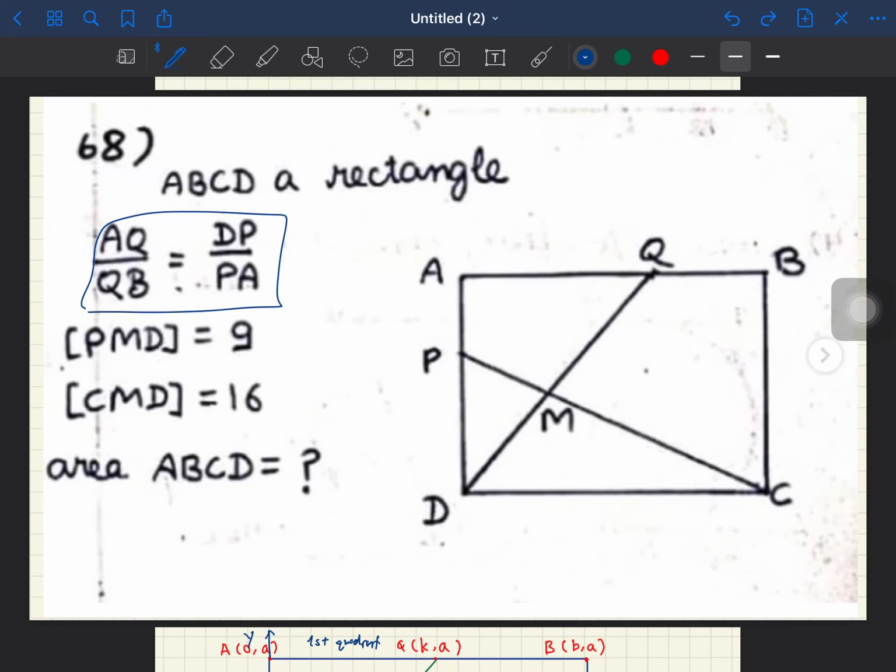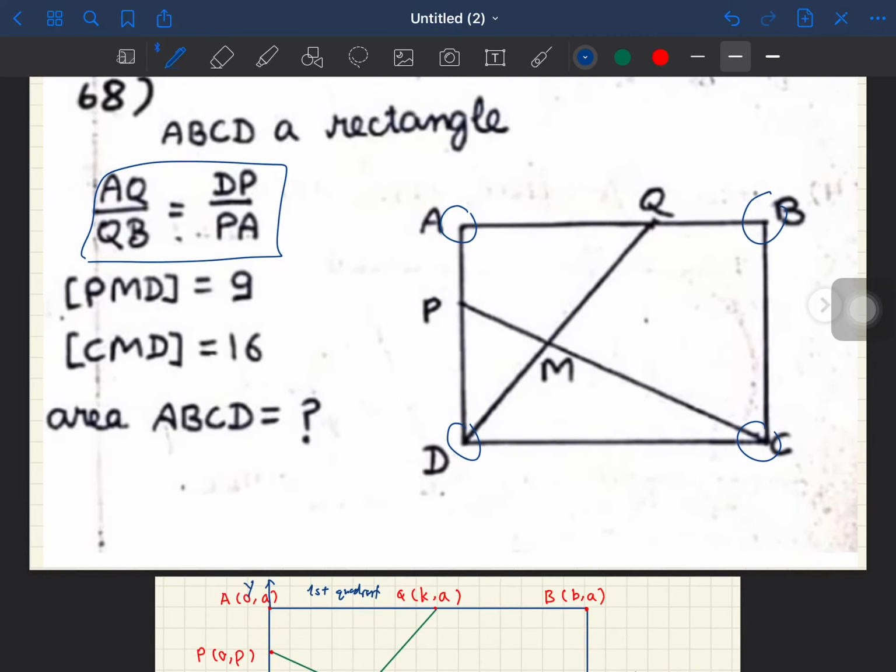They want us to find the area of ABCD. ABCD is a rectangle, so we can just use the area of a rectangle, which is the length times width. And we know that the length is CD or AB. So we have found the horizontal distance is nothing but B. It has a distance of B. And then here we have a distance of A.